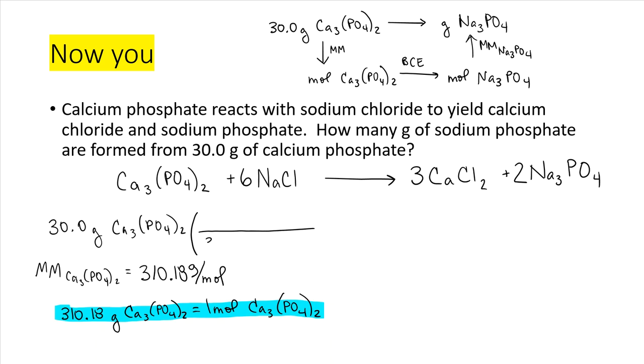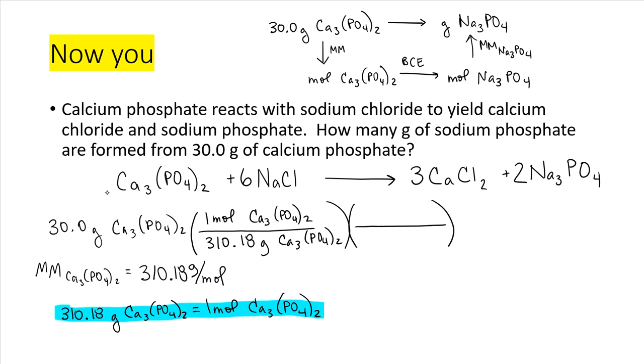So there's 310.18 grams of calcium phosphate in every 1 mole of calcium phosphate. Now, the balanced chemical equation tells us every 1 mole of calcium phosphate reacts to form 2 moles of sodium phosphate. Every 1 mole of calcium phosphate reacts to form 2 moles of sodium phosphate.